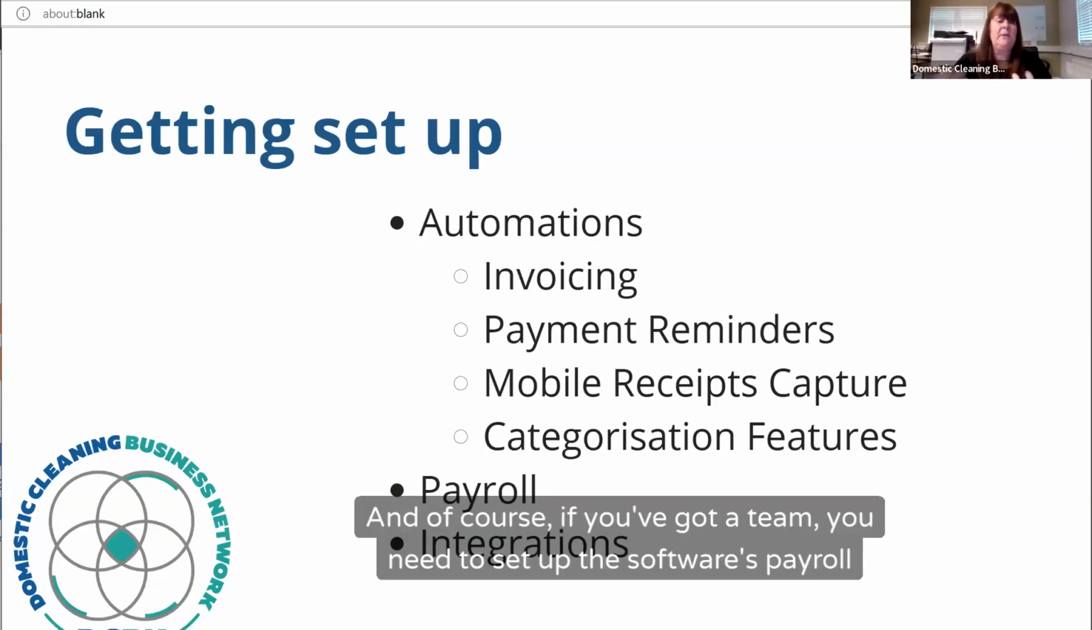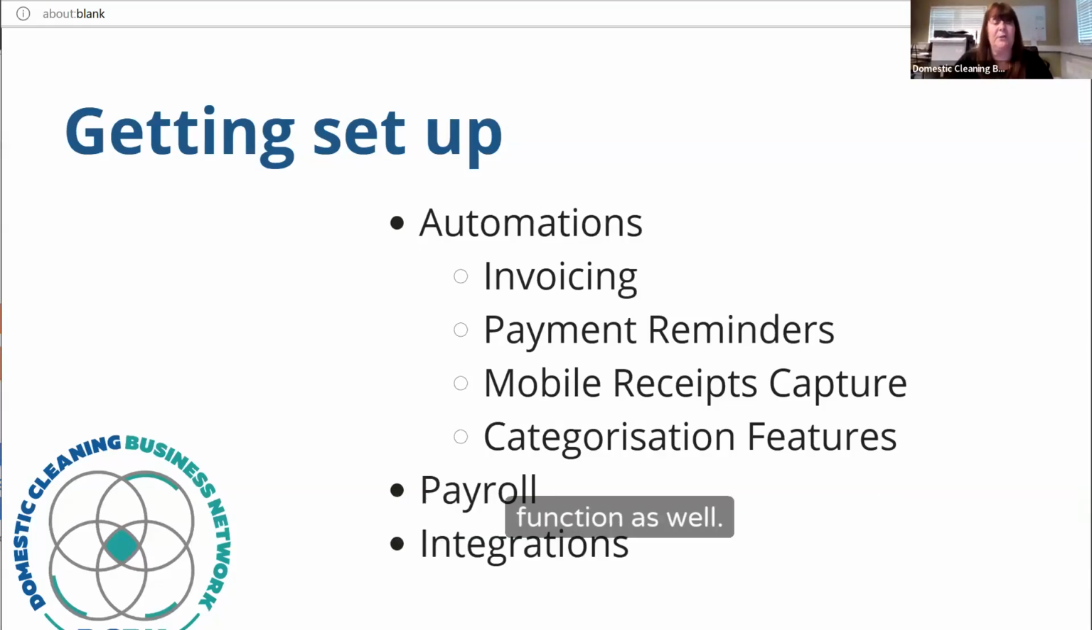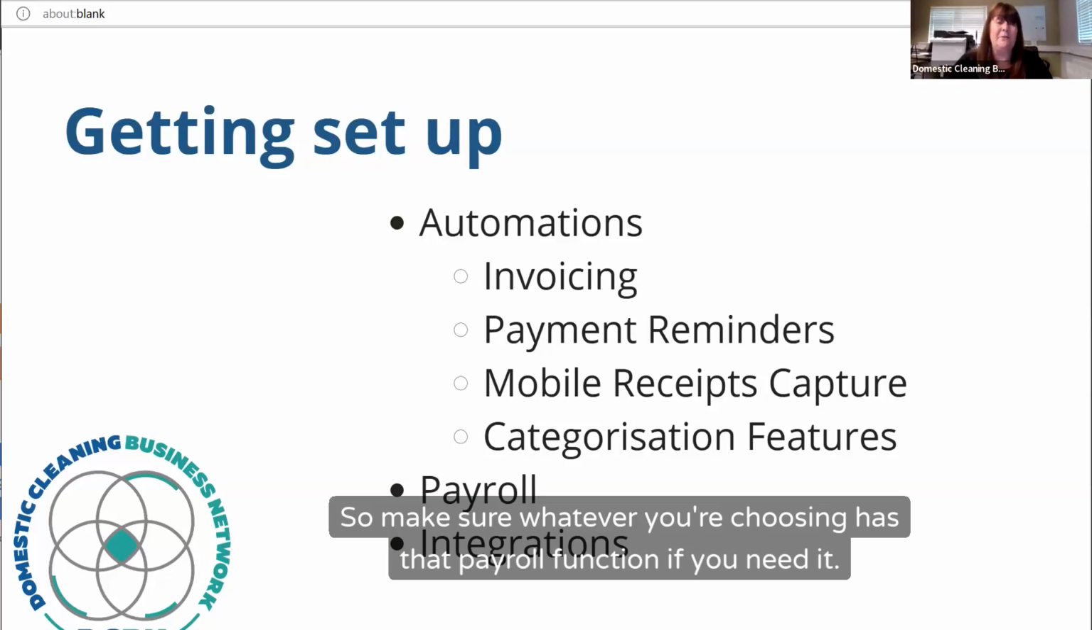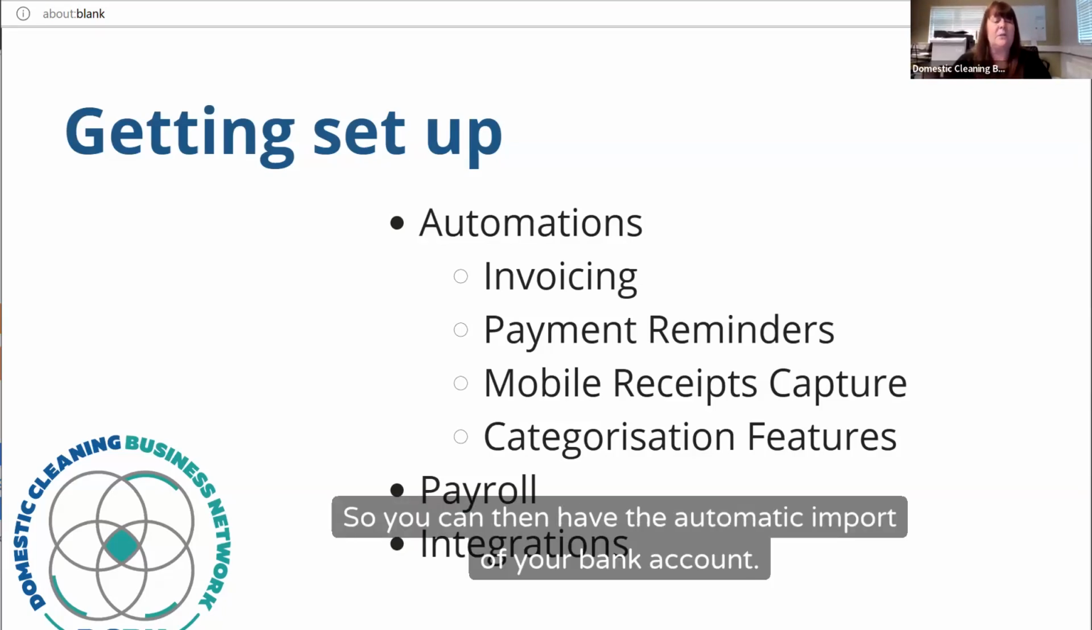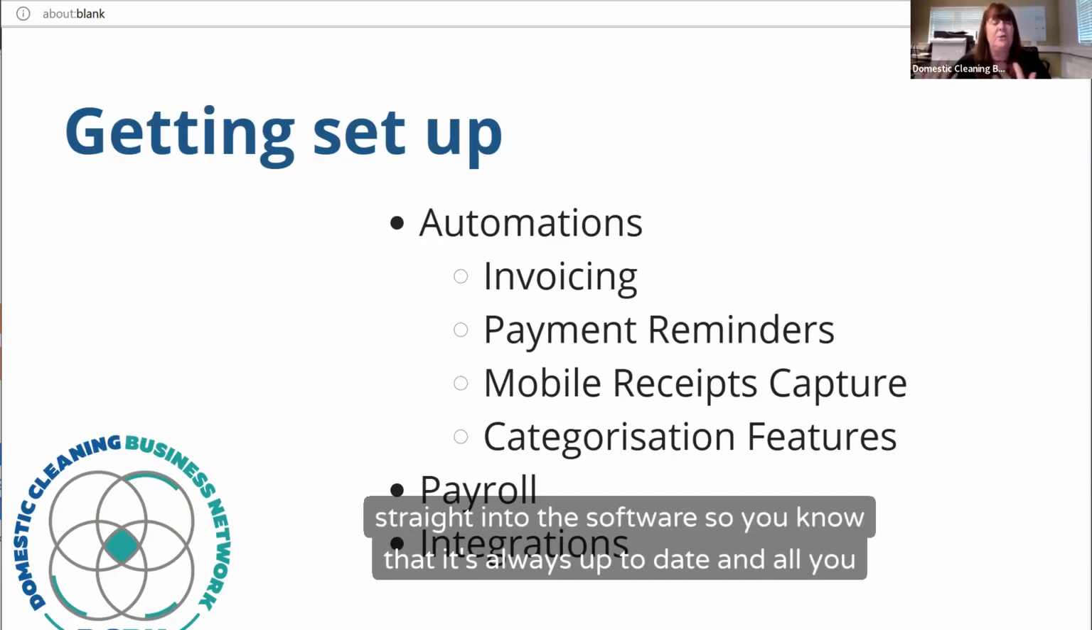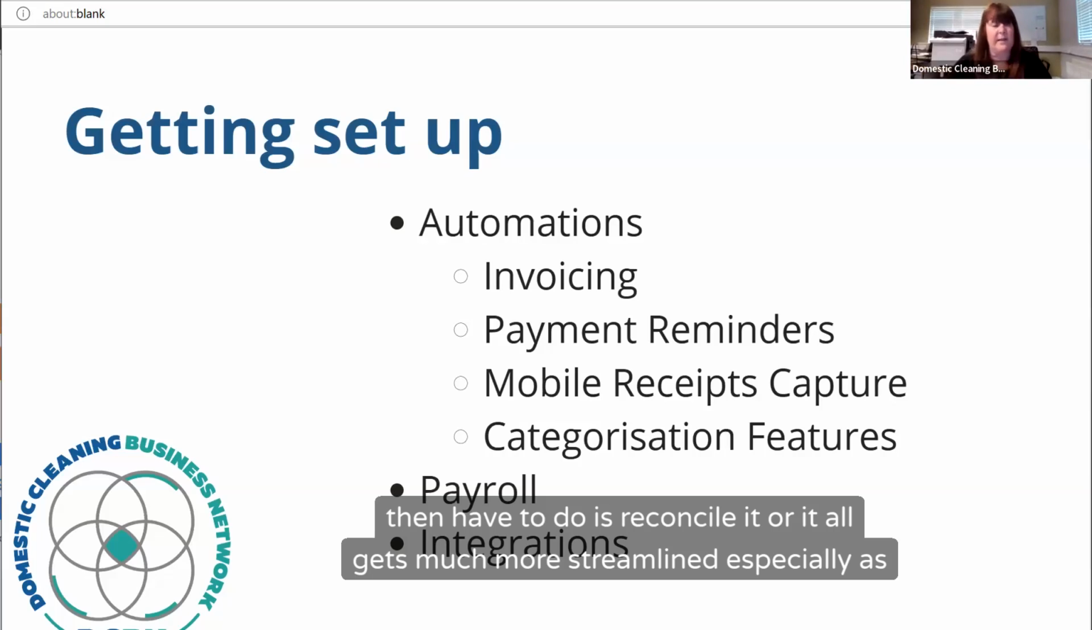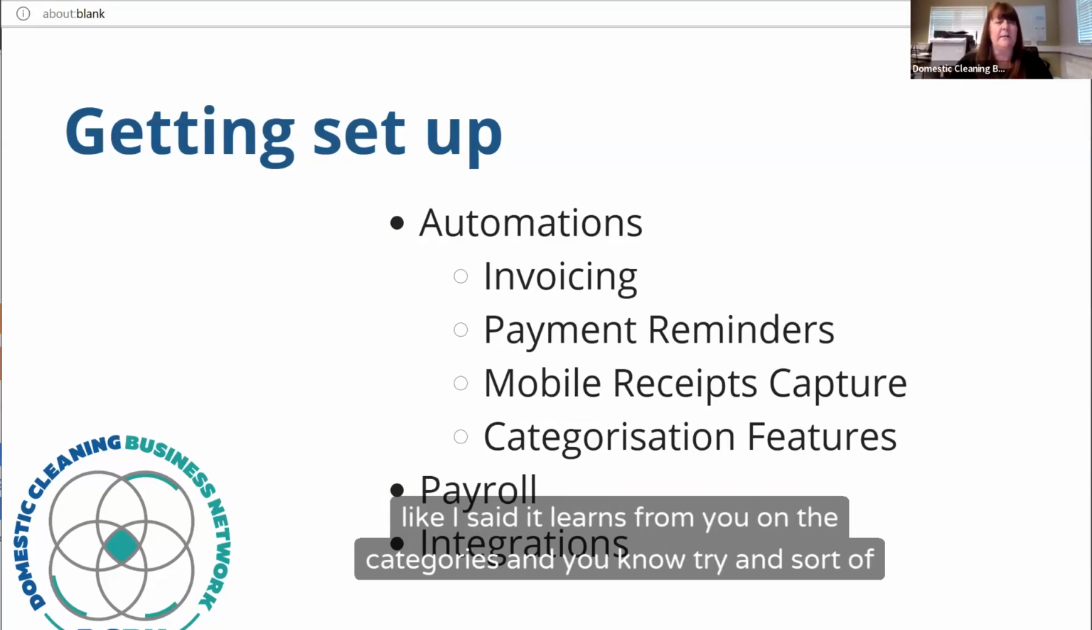And of course, if you've got a team, you need to set up the software's payroll function as well. So make sure whatever you're choosing has that payroll function if you need it. You also need to make sure you integrate your accounting software with your bank account. So you can have the automatic import of your bank account straight into the software, so you know that it's always up to date, and all you then have to do is reconcile it. It all gets much more streamlined, especially as, like I said, it learns from you on the categories.